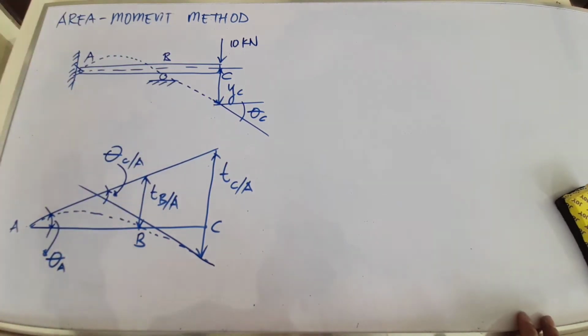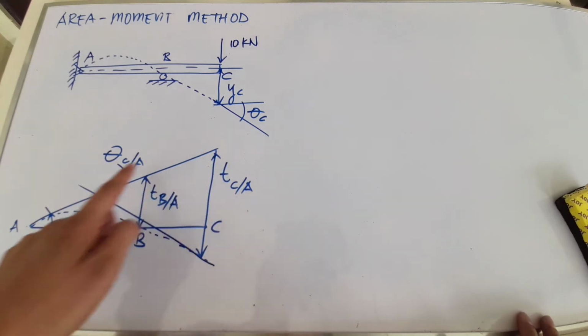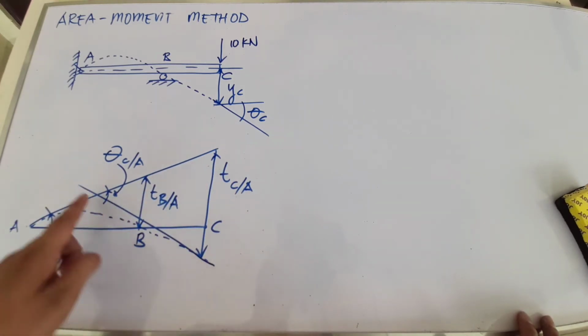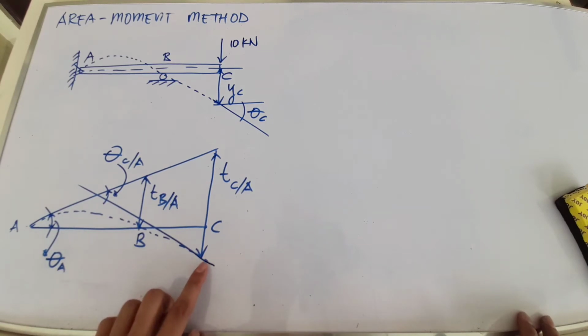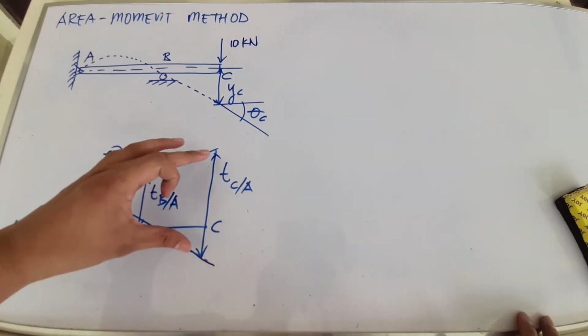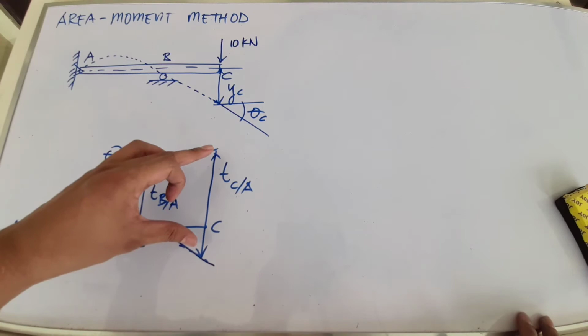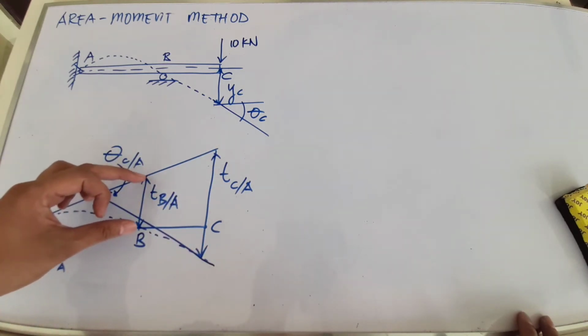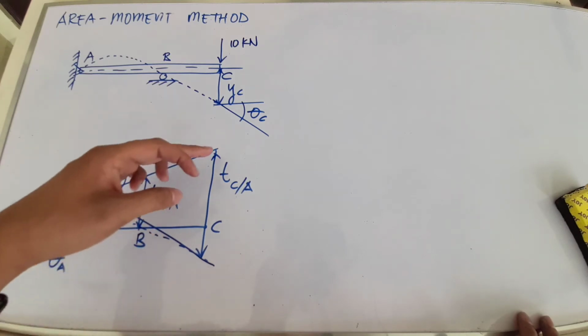So gagawin na natin yung area moment method. First ay gagawa tayo ng tangent lines. So ito na yung tangent line natin at point A, passing through point A. And then you have the tangent line at point C, passing through point C. Ito na yung T, C over A, T point C over tangent A. Ito na rin yung T, point B over tangent A.